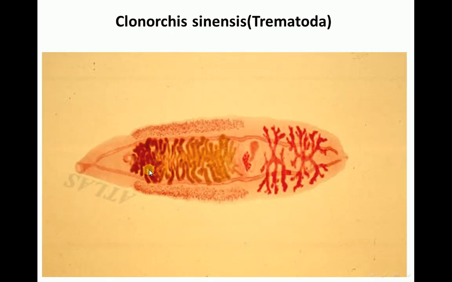Another example of parasites belonging to Trematode is the parasite Clonorchis sinensis. Oral sucker and ventral sucker. And these are two ceca. Also we can see the male genital organs consisting of two branched testes in the posterior portion of the body, and this is the spherical ovary leading to the long tubular uterus, and then the common genital pore.